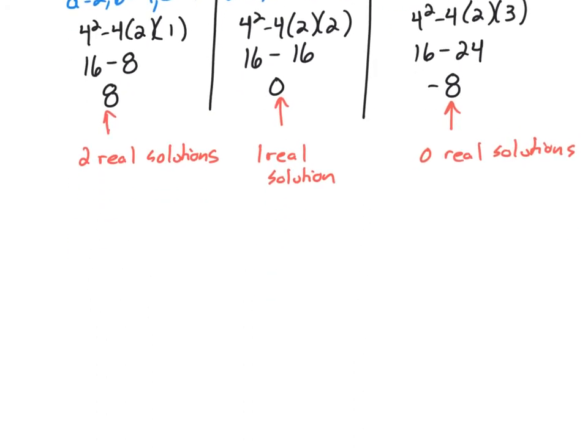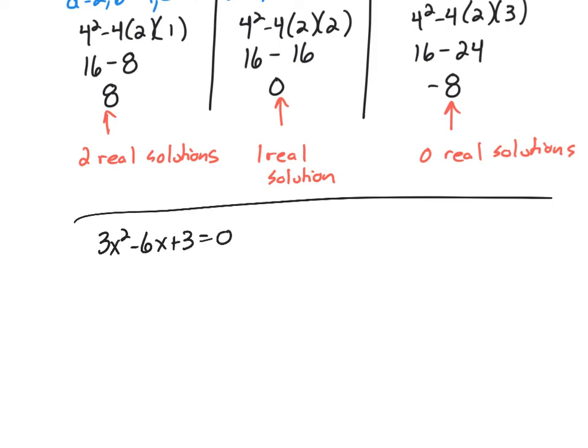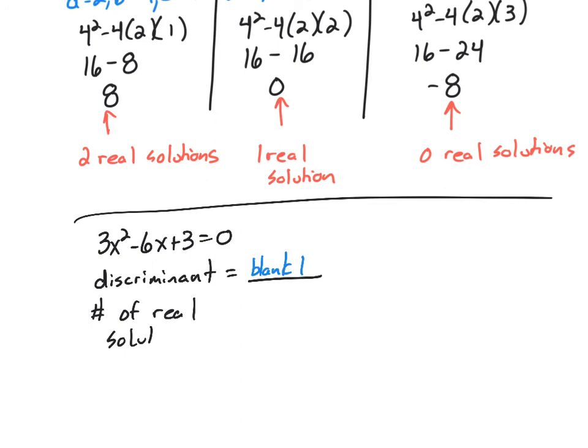So now I want you to take the following quadratic equation, which is 3x squared minus 6x plus 3 equals 0. I want you to find the discriminant, and then you're going to put the discriminant in blank 1. And then you're going to find the number of real solutions, and you're going to put that into blank 2.